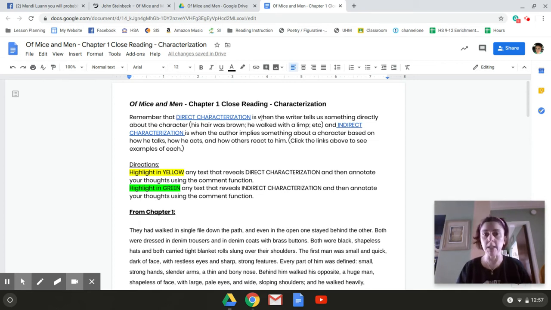tells us something directly about the character, like what color their hair was, how they walked. And indirect characterization is when the author implies something about a character based on their behavior, or how they talk, or how others react to them.